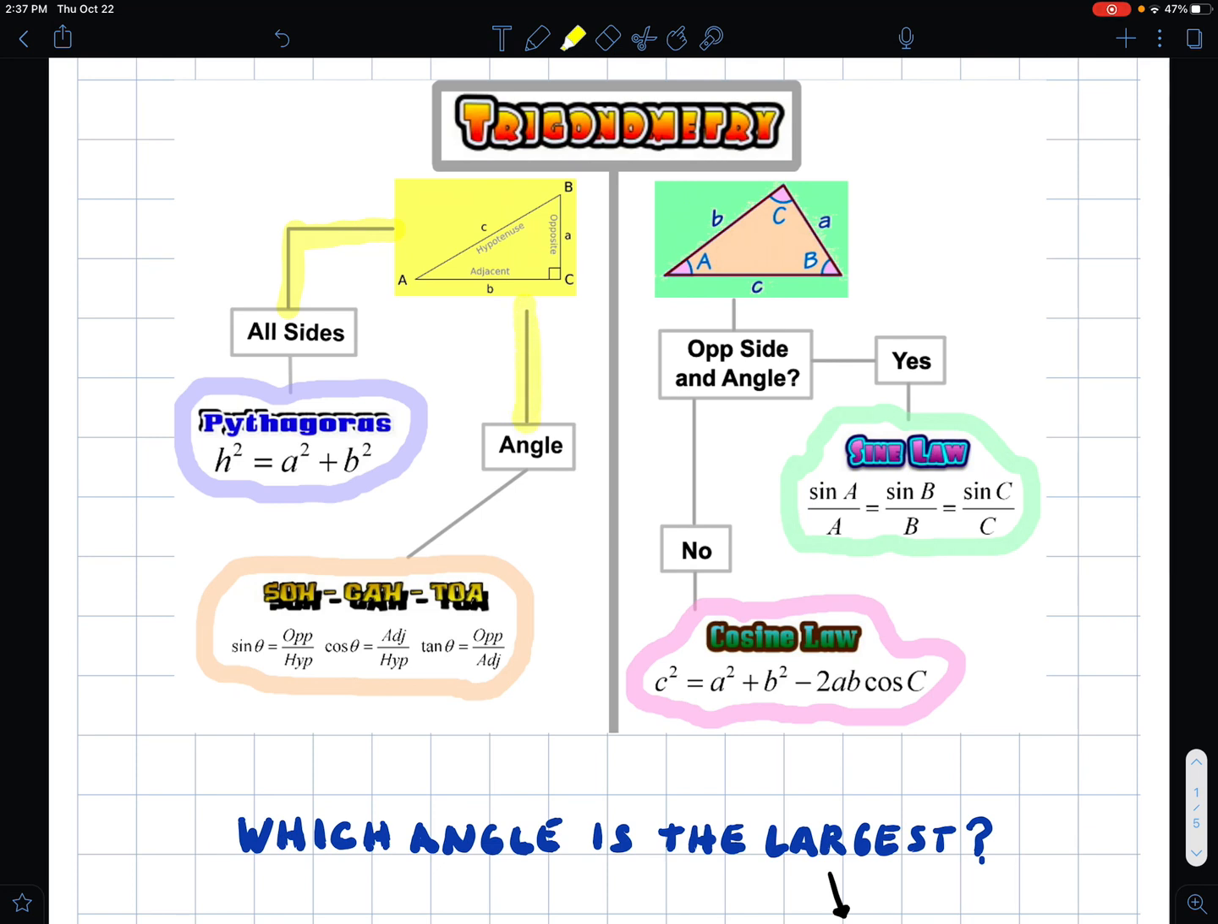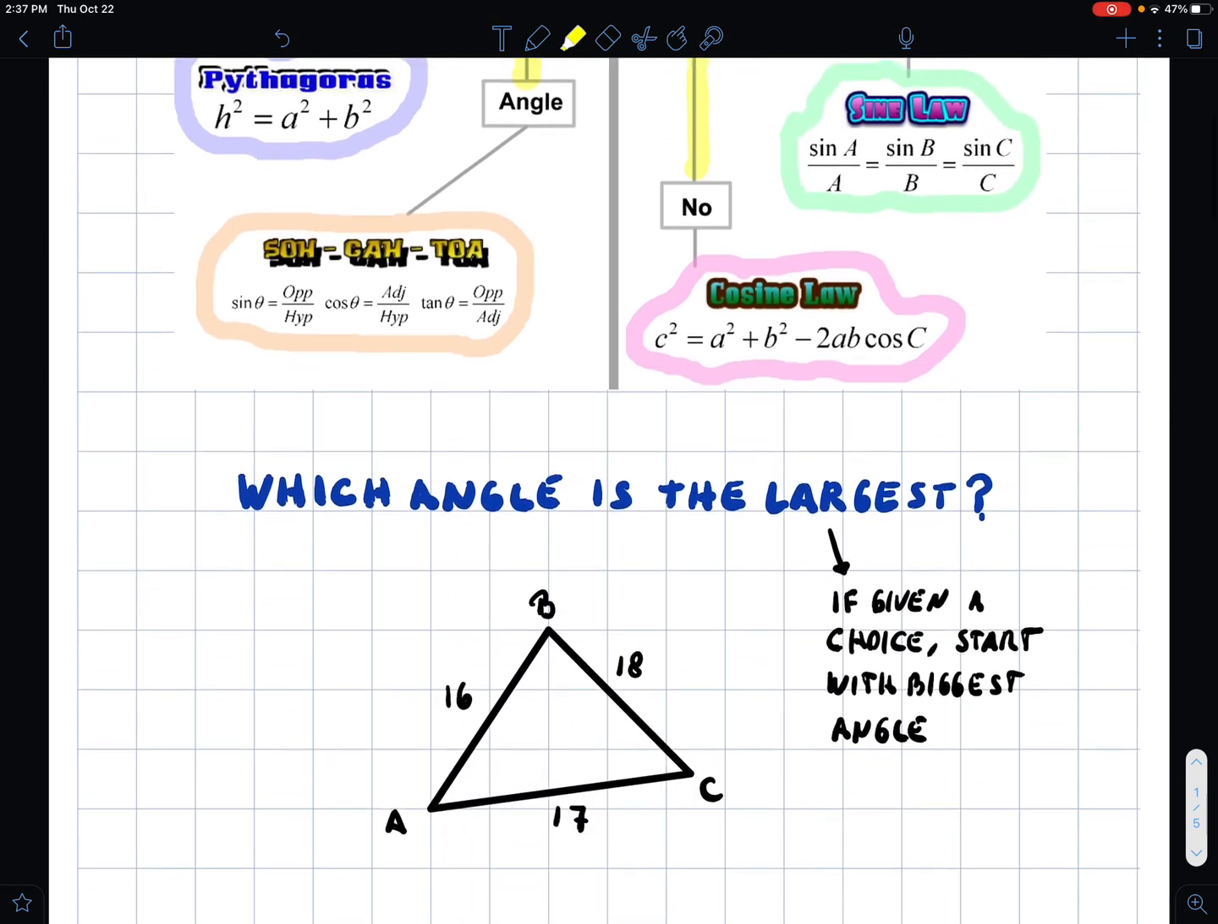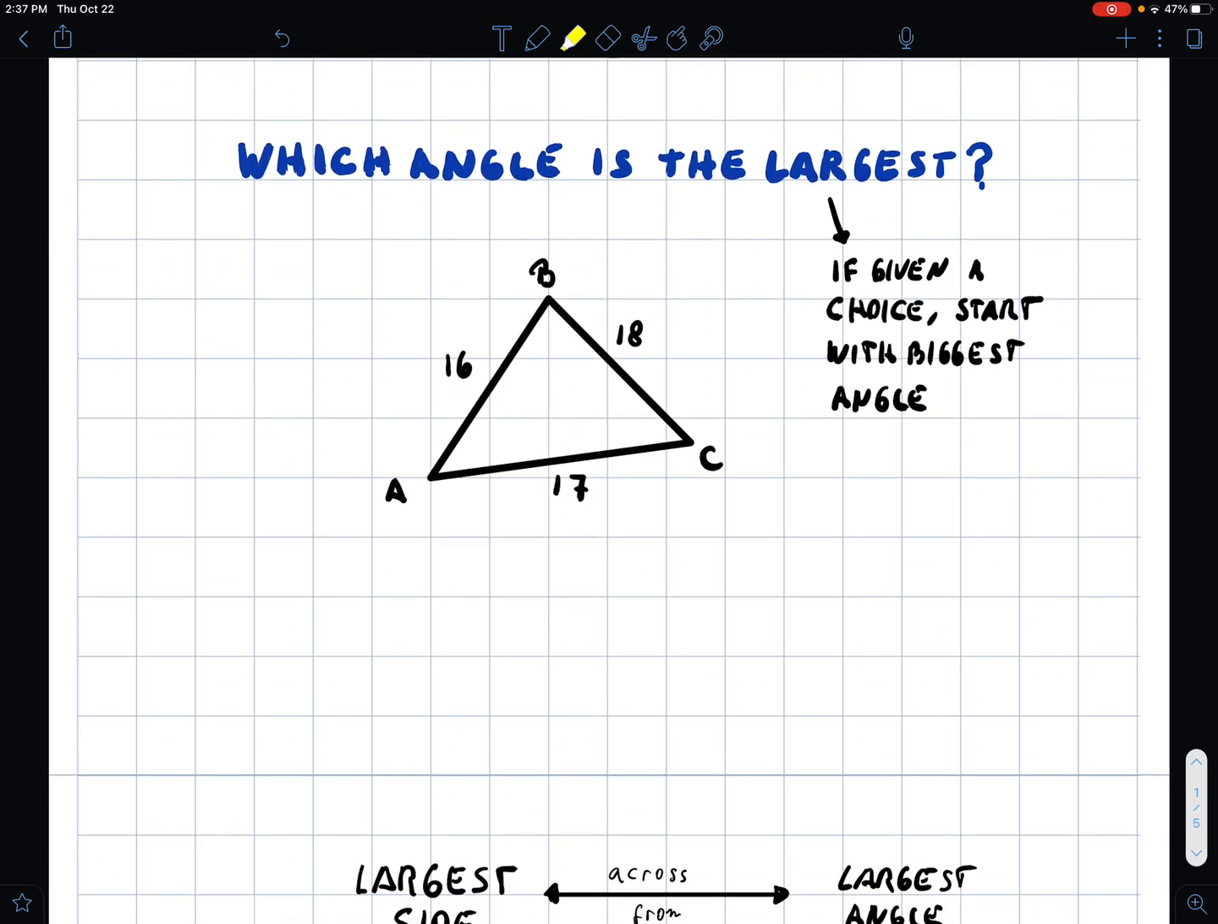However, if we don't have a right angle triangle, we go on the right side, and we have opposite. Do I have opposite side and angle? If the answer is yes, then we're going to use sine law. If the answer is no, we're going to use cosine law. And there it is. But here's the question we need to ask ourselves for a tip.